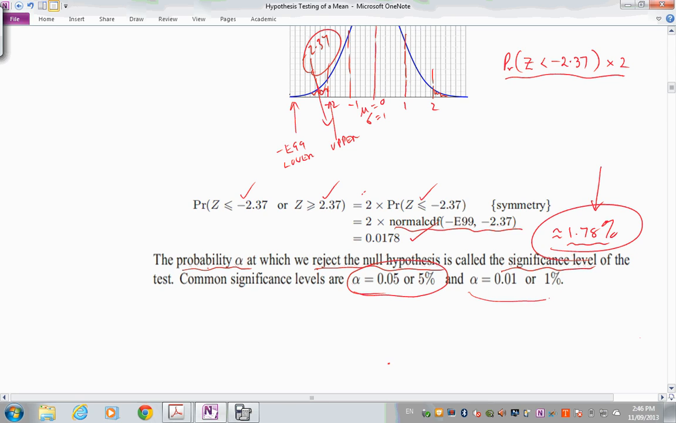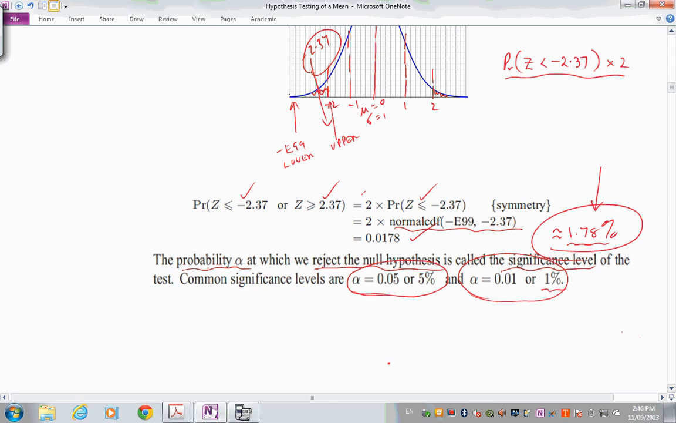Now, however, here we've got 1%. We would say, well, look, if you're going to look at it at the 1% level, we can't reject it, okay, because it's bigger than 1%. So at the 1% level, we wouldn't reject it.